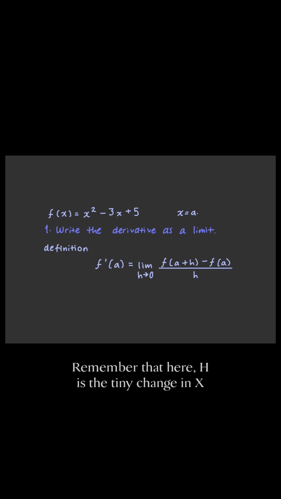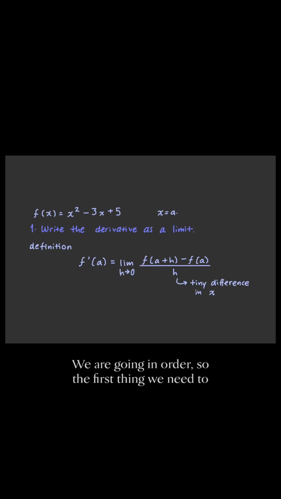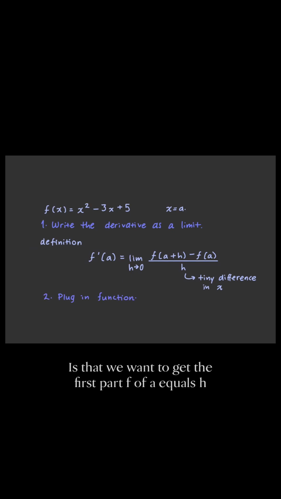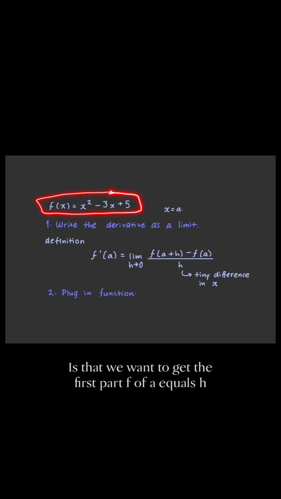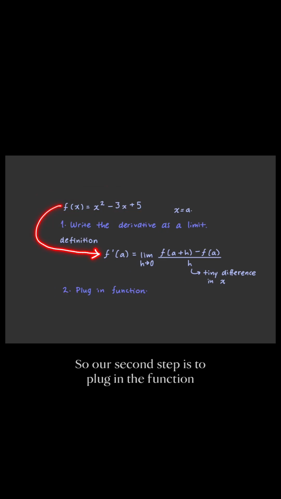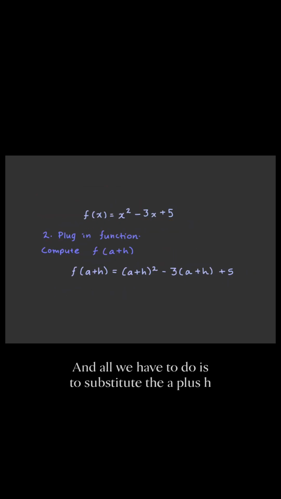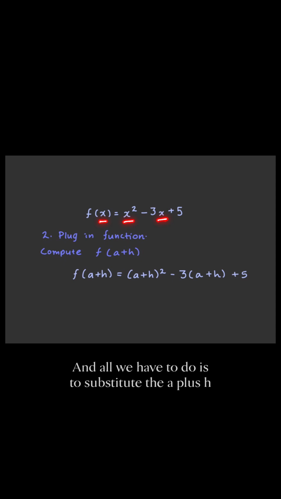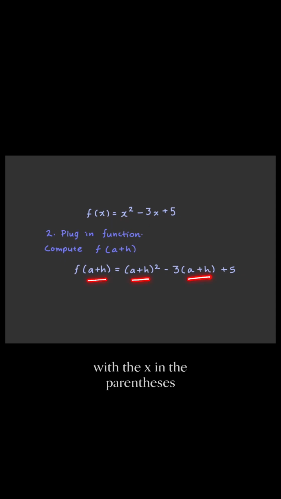Remember that here h is the tiny change in x. We are going in order, so the first thing we need to do, by looking at the definition, is get the first part, f(a + h). So our second step is to plug in the function, and all we have to do is substitute a + h for the x in the parentheses.